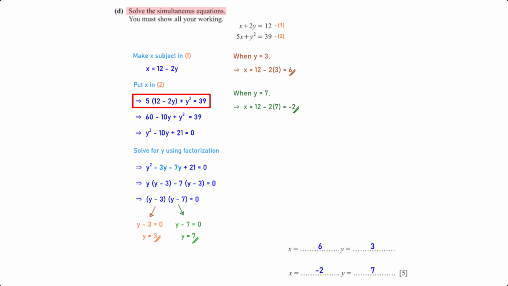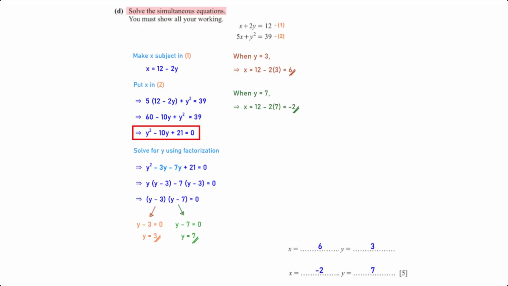When we expand the brackets, 5 times 12 is 60. 5 times negative 2y is negative 10y. When we move all the terms to one side of the equation and group like terms, we get y squared minus 10y plus 21 equals 0. We can solve for y using the factorization method.